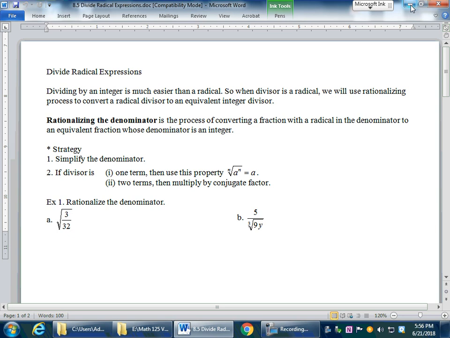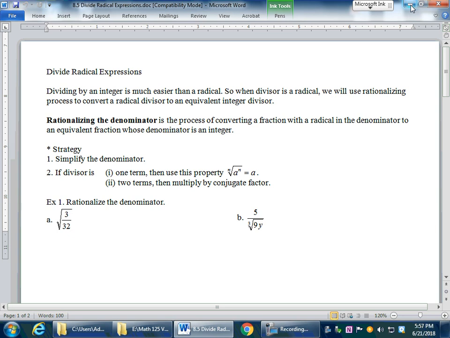You have to remember this terminology, rationalizing the denominator. It means we want to clear the radical in the denominator. So here's the strategy. Always first simplify the denominator, and after you simplify the denominator, the radical terms that we need to work with will be a much smaller number and have fewer variables.